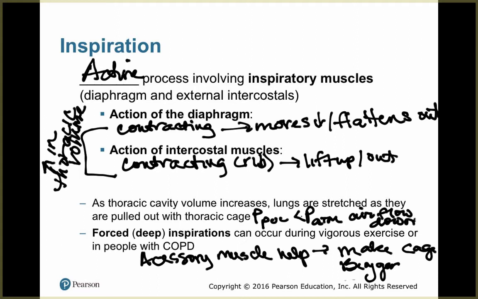So things like the sternocleidomastoid, right? Pectoralis minor. And even the erector spinae. All of these, and then the sternocleidomastoid and the scalenes. So all of this essentially helps us to breathe deeper.